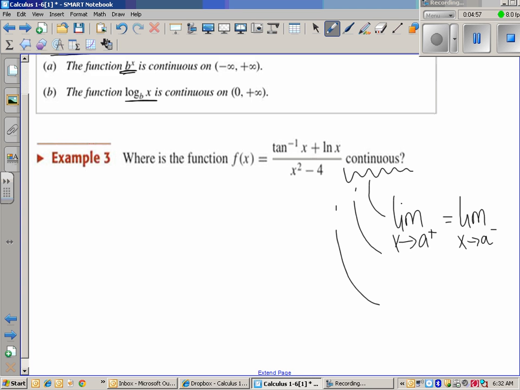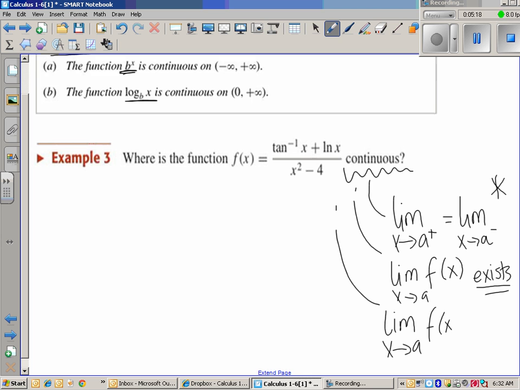Okay, if those 2 things are true, then the limit of the function as x approaches a exists, keeping in mind that the second step here comes from your checking the one-sided limits. And then if that's true, the last thing that must be true is the limit that exists must be equal to the function value at that point.